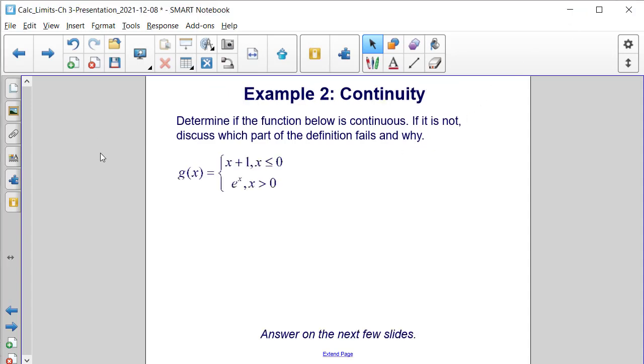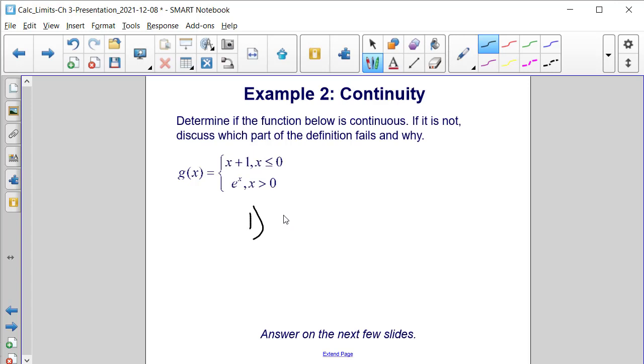Determine if the function below is continuous. If it is not, discuss which part of the function fails and why. We have g of x is equal to this piecewise function that is equal to x plus 1 for x values less than or equal to 0, and it is equal to e to the x for x values greater than 0. Remember, to determine if a function is continuous, we need to look at the following three things.